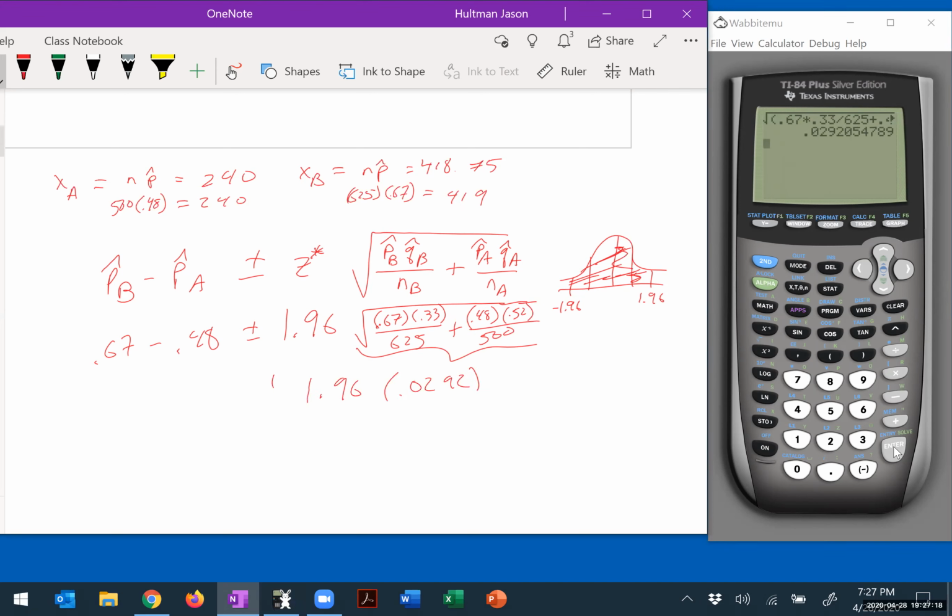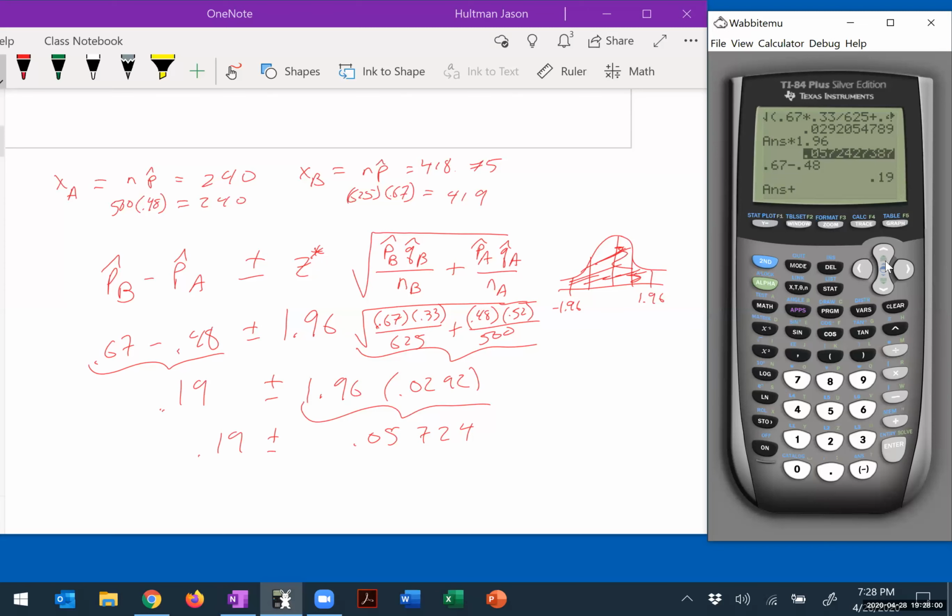And then 1.96, and we will go plus or minus. Now I'm going to multiply this by 1.96, which is 0.05724. Now I want 0.67 minus 0.48, which is 0.19. So I'm going to add and subtract 0.05724 from 0.19. I'm going to take 0.19 and add the answer I got before.